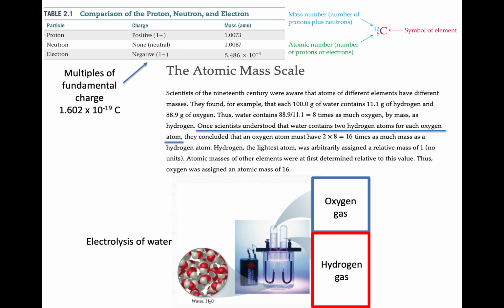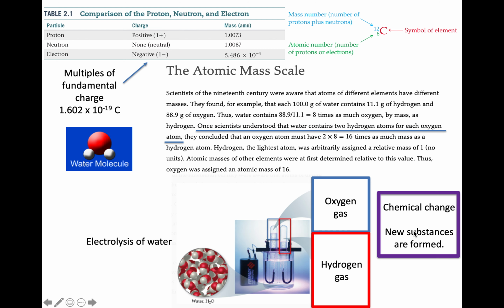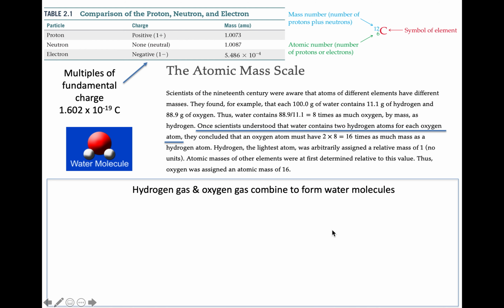They would take water, send electricity in, and found that it produced two new substances, oxygen gas and hydrogen gas, in different volumes. So these are the kinds of measurements they could make. We used this as an example back in chapter 1 of a chemical change. New substances are being formed. Water is a substance, and hydrogen gas and oxygen gas are different substances.